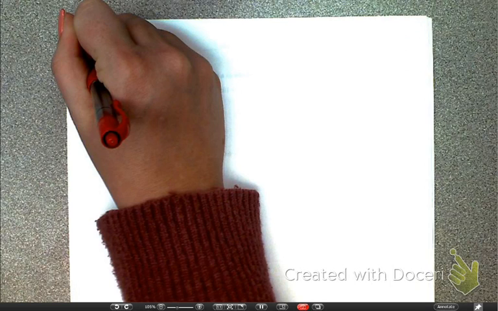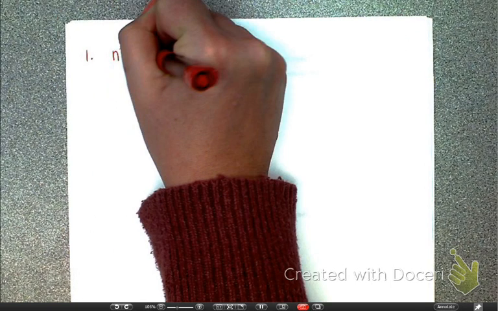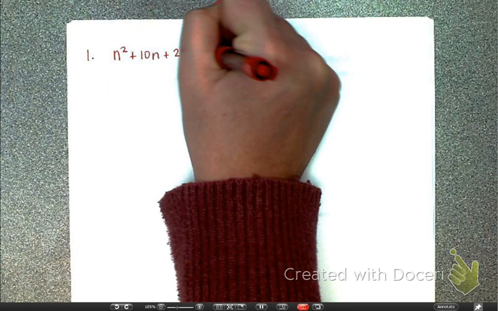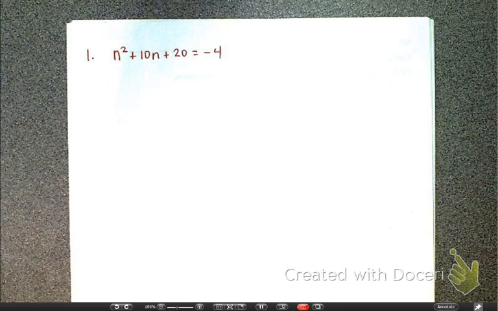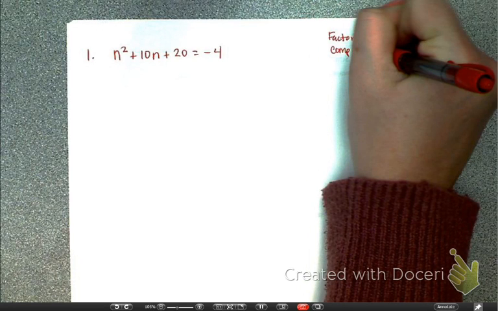So the first one we're going to look at is n squared plus 10n plus 20 equals negative 4. So we need to decide which one's the best method. Is it factoring? Is it completing the square? Is it taking square roots? Or is it quadratic formula?